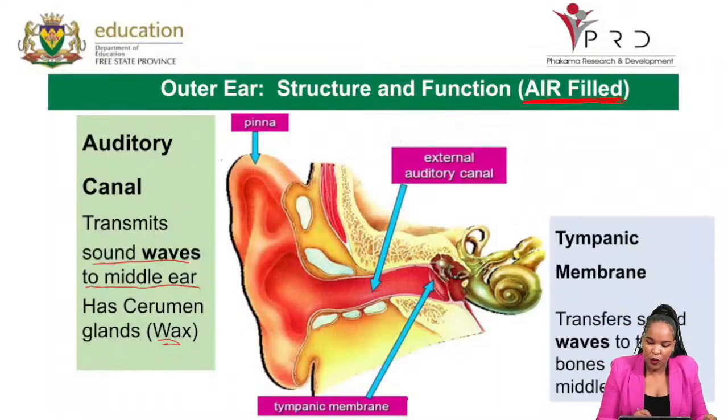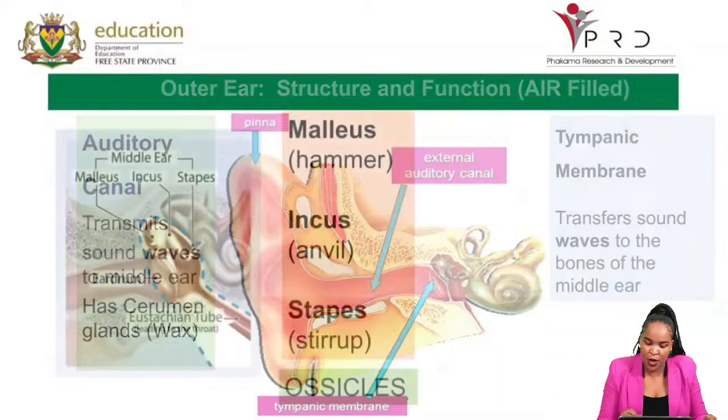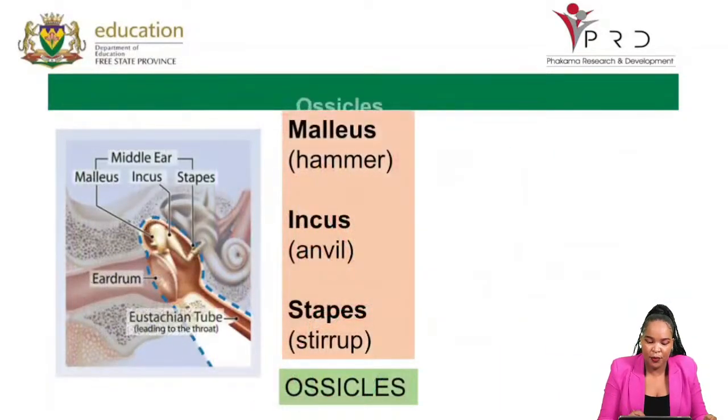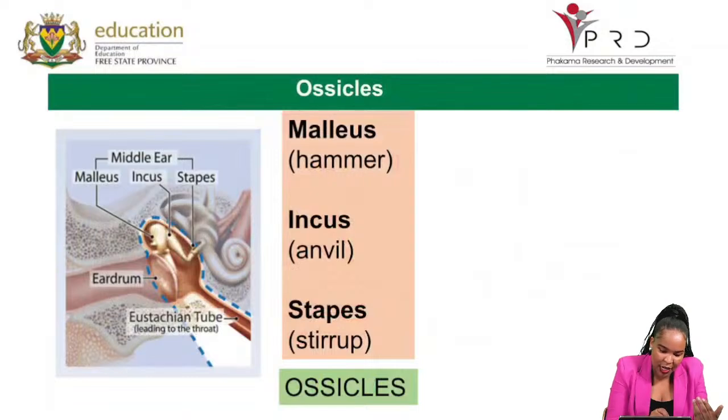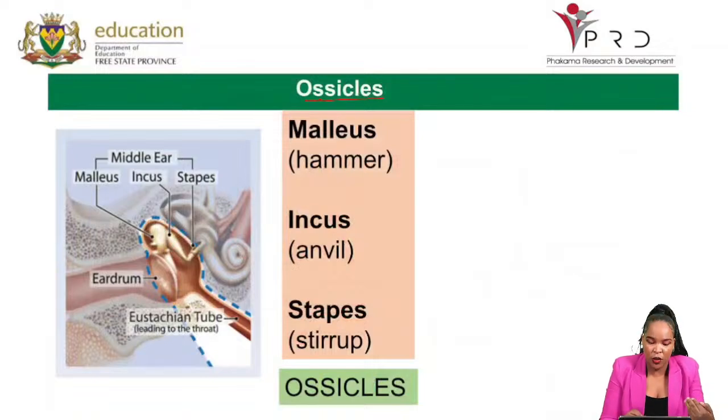Right. Then we come to the middle ear. The middle ear, we said it has ossicles. It has the 3 bones. So the 3 bones of the middle ear are called the ossicles. Ossicles are the 3 bones. What are the names of the ossicles?